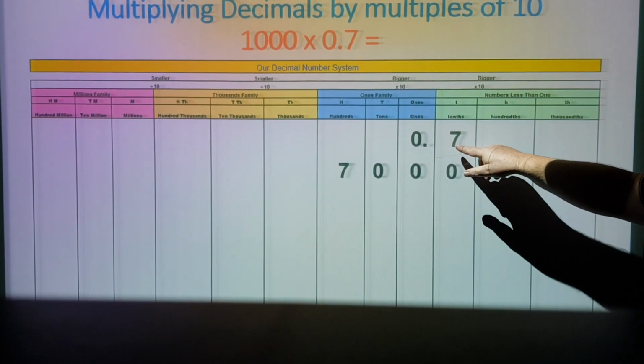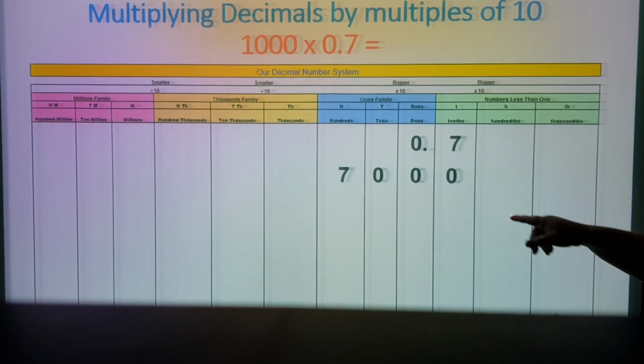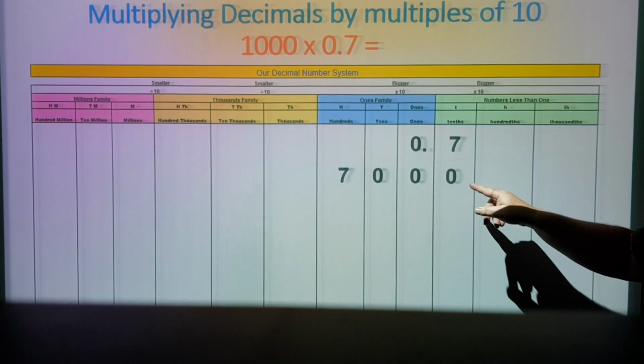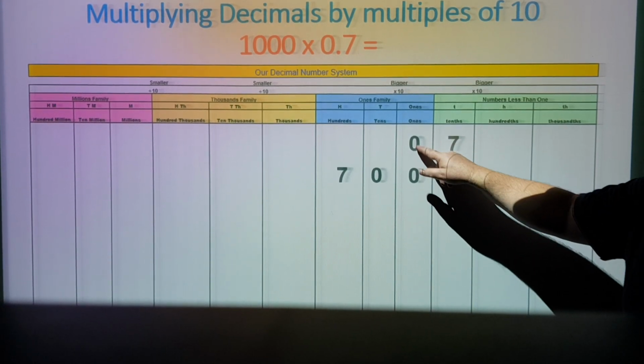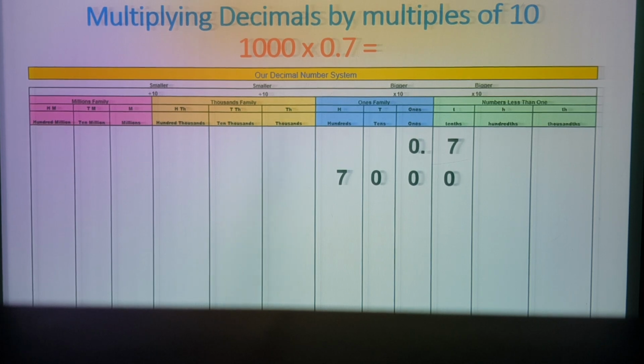So we start with 7/10, and we're going to multiply it by 1,000, and it moves 3 columns. The zeros tell me that. 1, 2, 3. So my answer is 700.